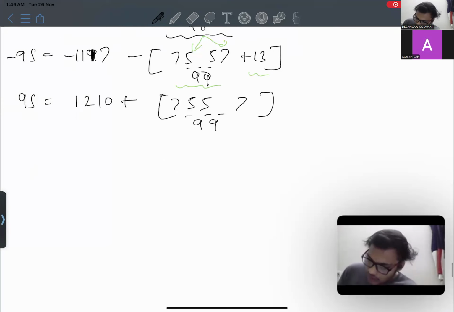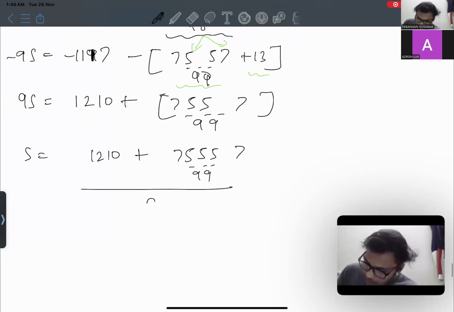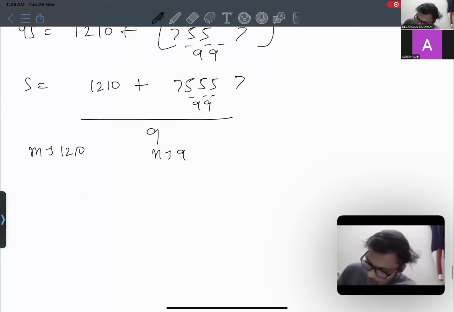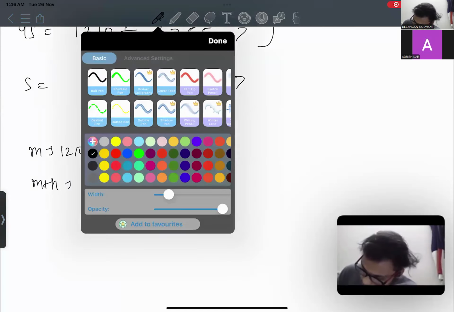So what is S, guys? S is 1210 plus 755...5 99 times, divided by 9. So you can see M is 1210 by comparing, and N is 9. So our final answer, M plus N, is 1219.